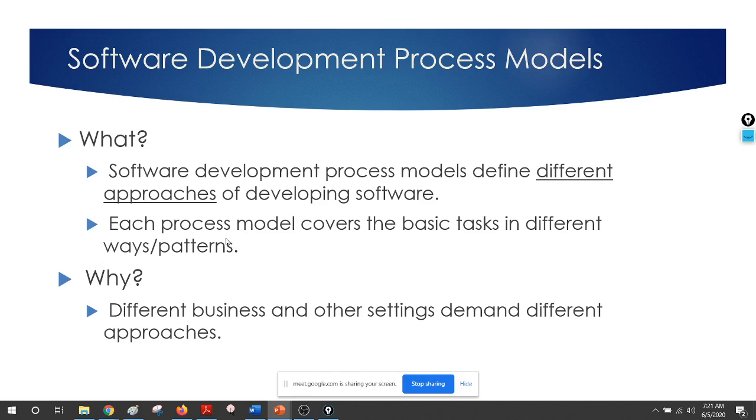Okay, so why do we need different process models? Different business and other settings demand different approaches, right? So the process model used for this particular scenario is not going to work for that particular scenario. So here we use waterfall, but for the next project we are going to use agile, because the business settings and the customer's expectations are different, right? So it's very important to get that big picture.